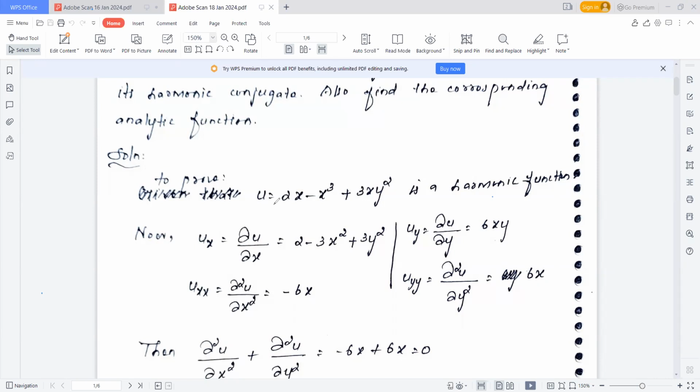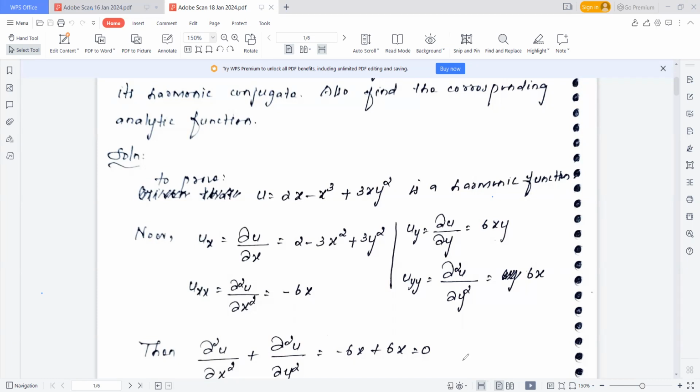Therefore, dou square u by dou x square plus dou square u by dou y square is equal to minus 6x plus 6x, which is equal to 0. Therefore, this function satisfies the condition for a harmonic function. So the given function u is a harmonic function. So the first part is over.